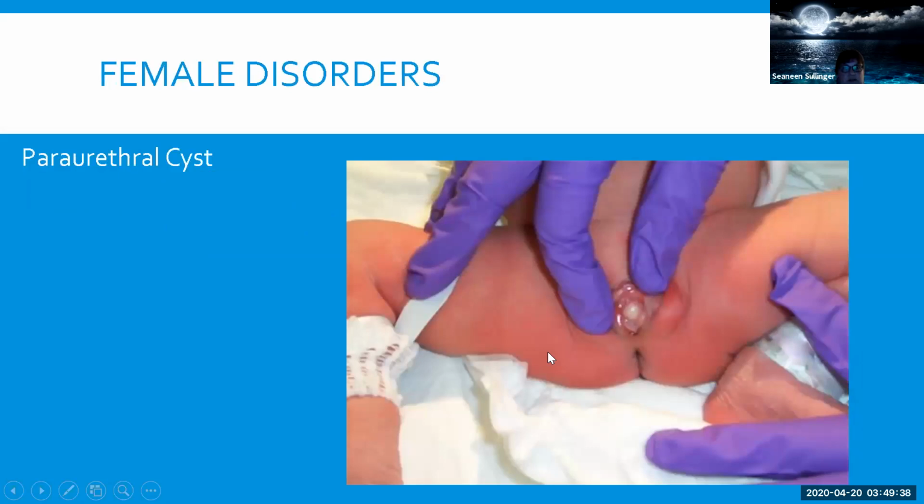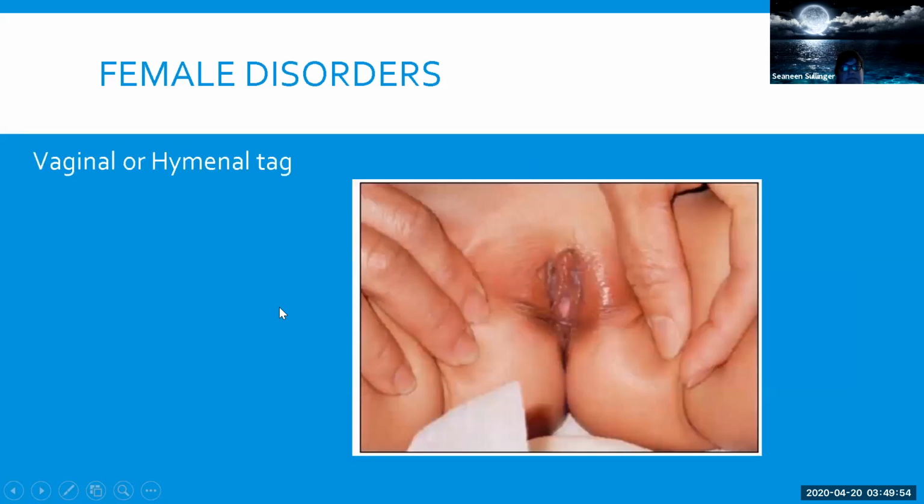Moving on to female disorders. This is what is called a paraurethral cyst. So it's in the urethra, it's a cyst, it can be removed surgically. I think I've seen one of those. The vaginal or hymenal tag is this little pink part under there, and I've seen quite a few of those.